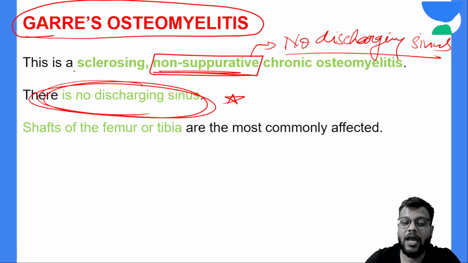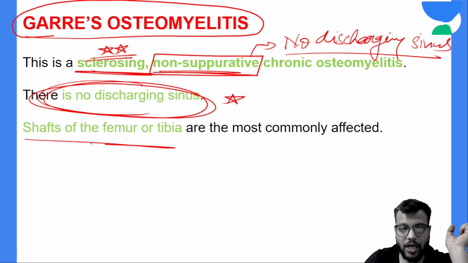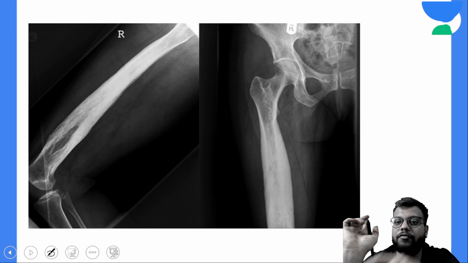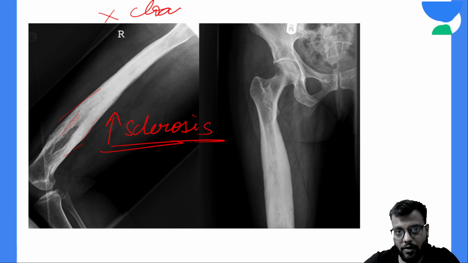Very important thing in Garre's osteomyelitis is that there will be no discharging sinus, and it is a sclerosing type of osteomyelitis where there will be very much increased new bone formation or sclerosis around the bone, and most commonly it is the shaft of tibia, not the metaphysis. ओके, नॉट द मेटाफाइसिस. सो नॉन सुपरेटिव होता है, नो डिस्चार्जिंग साइनस होंगे, स्क्लेरोजिंग होंगे, एंड शाफ्ट ऑफ फीमर एंड टिबिया. ओके, हियर यू कैन सी दैट इंक्रीज स्क्लेरोसिस इज देयर. Increased sclerosis with a necrotic bone in between with no cloaca or no sinus. Okay, this is your Garre's osteomyelitis or Garre's sclerosing osteomyelitis, which is a chronic osteomyelitis.